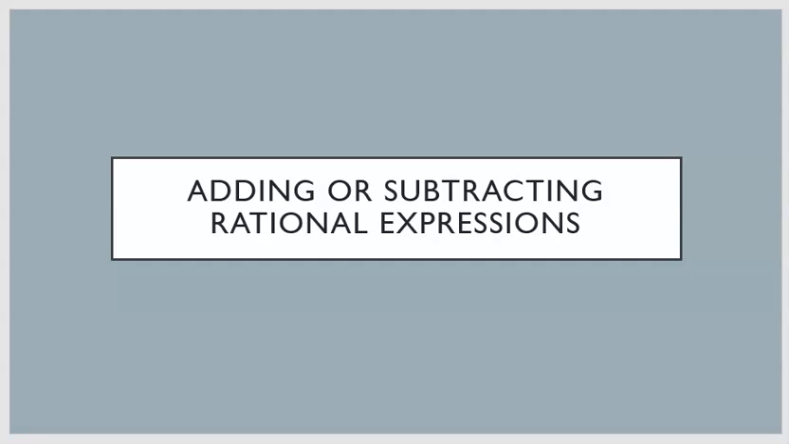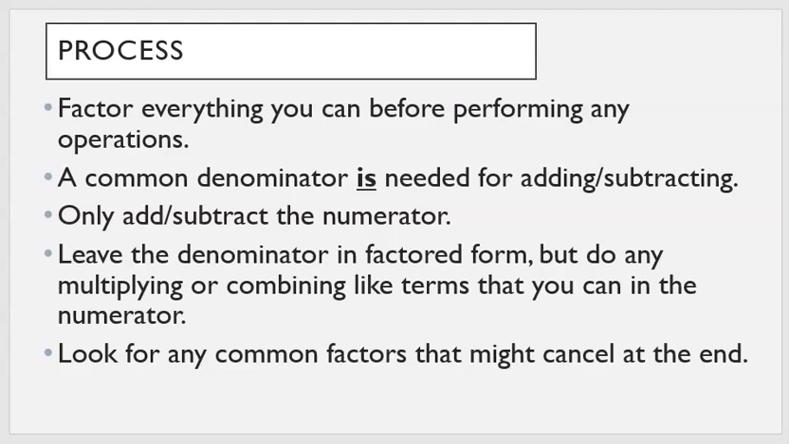In this video, we're going to look at the adding and subtracting operations for a rational expression. For some of the steps, first make sure you are still factoring everything you can before you perform any operations. Next, keep in mind you do need a common denominator for adding and subtracting. So if you don't have one, you're going to have to find that least common multiple for all of your denominators, and you may have to do a lot of multiplying by all your fractions until they have a common denominator. For the operation, remember you're only adding or subtracting the numerators of the fractions.